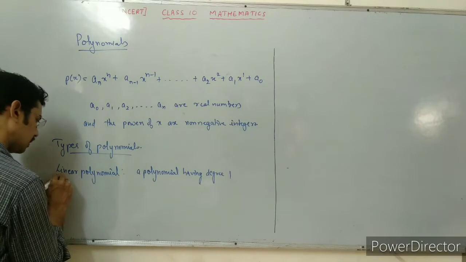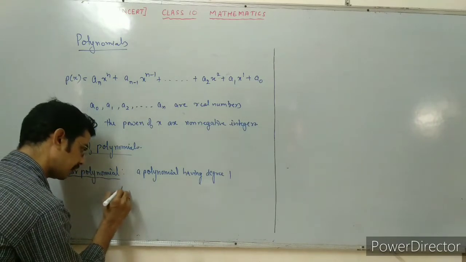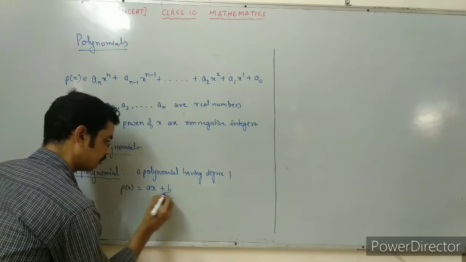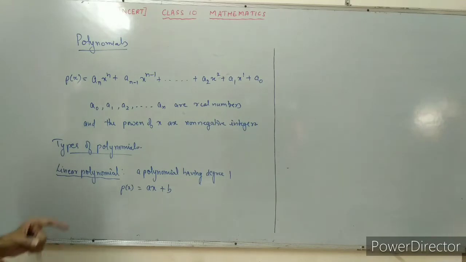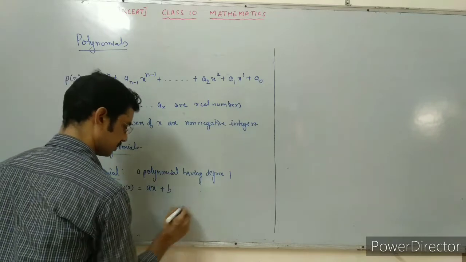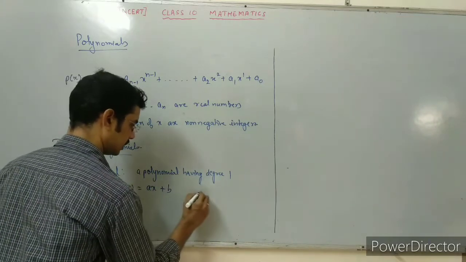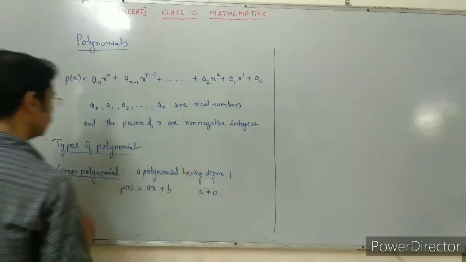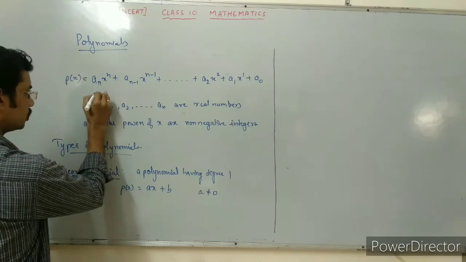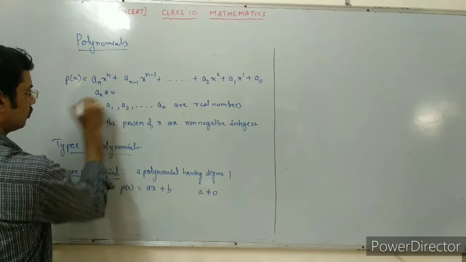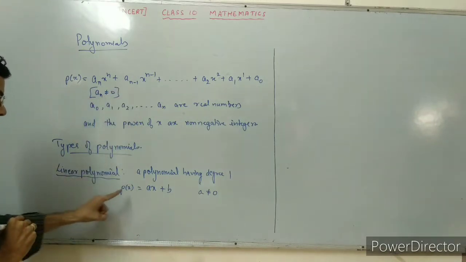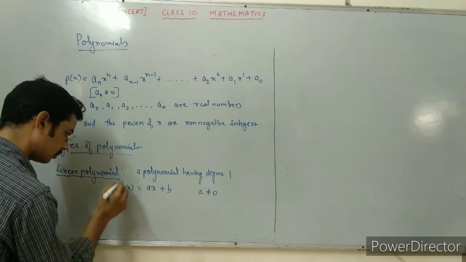So the standard form of a linear polynomial in x will be given by p of x equal to ax plus b, where a and b are real numbers, and especially here the coefficient of the highest degree term ax, that is a, is not equal to 0. In this case also an is the coefficient of the highest degree term. So here the condition should be given as an is not equal to 0. This condition is very important. Okay, is this clear?